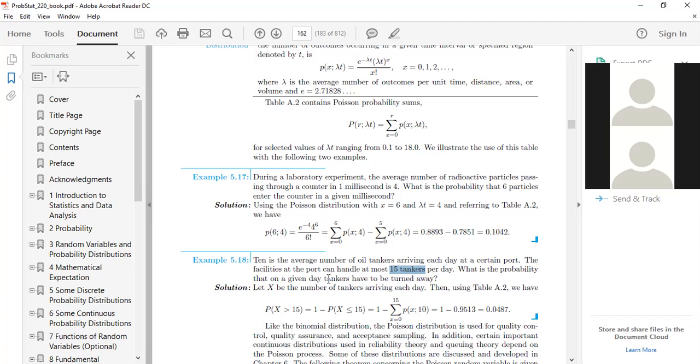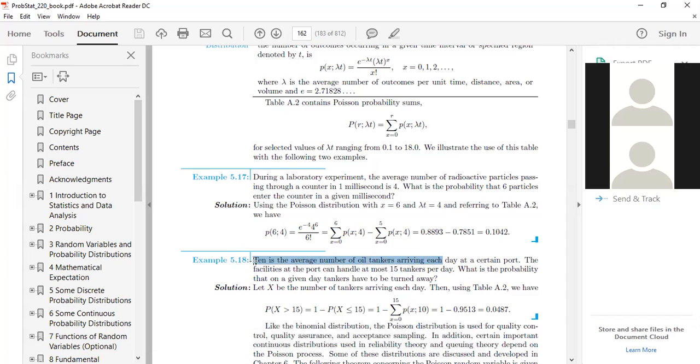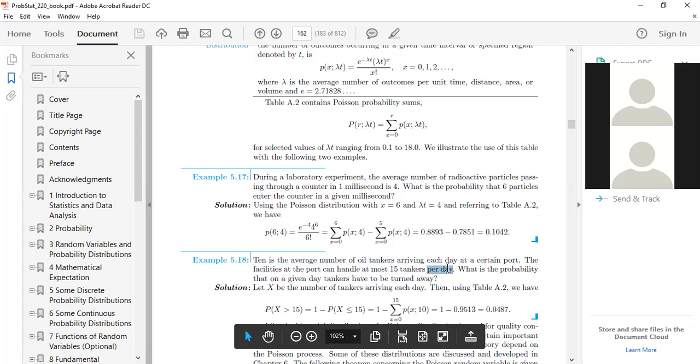So what is my lambda here, guys? 10 is given, it's the average number of oil tankers arriving. Lambda is always the average number, and per day means your time t is equal to 1 day. So lambda t is equal to 10 multiplied by 1, which is 10. So that is why lambda t is equal to 10 over here.